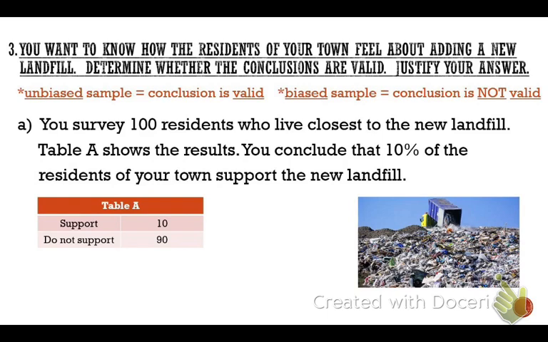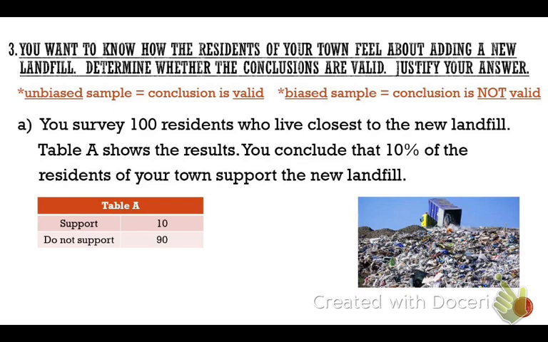How many people supported it, guys? 10. How many people didn't support it? 90, okay? So from that, we figured out 10%, 10 out of 100 people support, of the residents of your whole town, support the new landfill. Would you guys say that's a true statement or that is not a true statement?